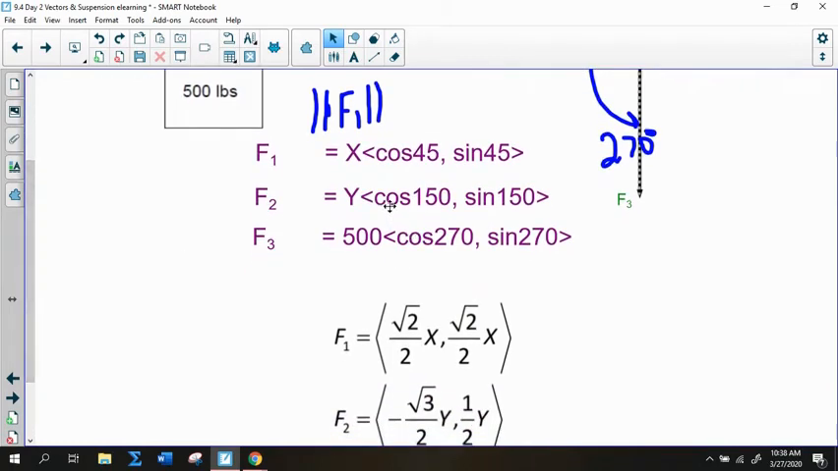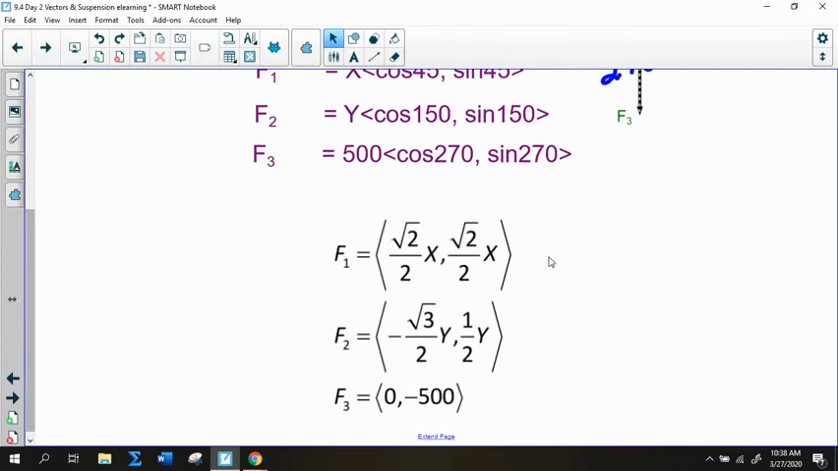And then my second force, cosine of 150, is negative root 3 over 2 times y. Sine of 150 is a half times y. And then the third force, cosine of 270 is 0. Sine of 270 is negative 1. So 500 times negative 1 goes here. So I have these three vectors. Well, what in the world do we do with this?